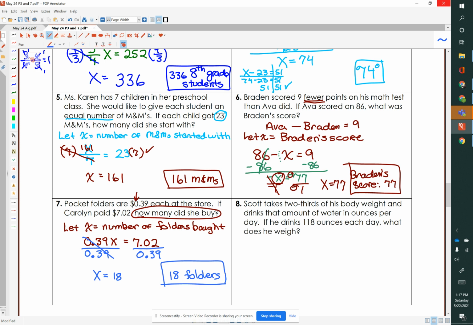And number 8, Scott takes 2/3 of his body weight, wow, and drinks that amount of water in ounces per day. Didn't know we were supposed to drink that much water. I thought we were supposed to drink about half, but maybe he's a bodybuilder. So if he drinks 118 ounces each day, what does he weigh? So the 118 ounces represents 2/3 of his weight.